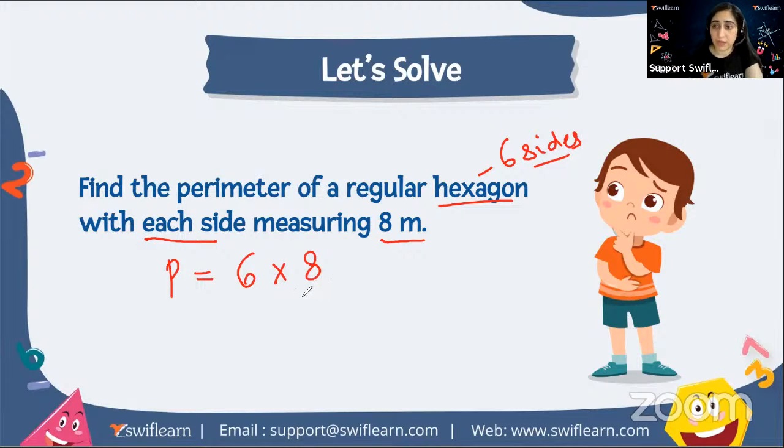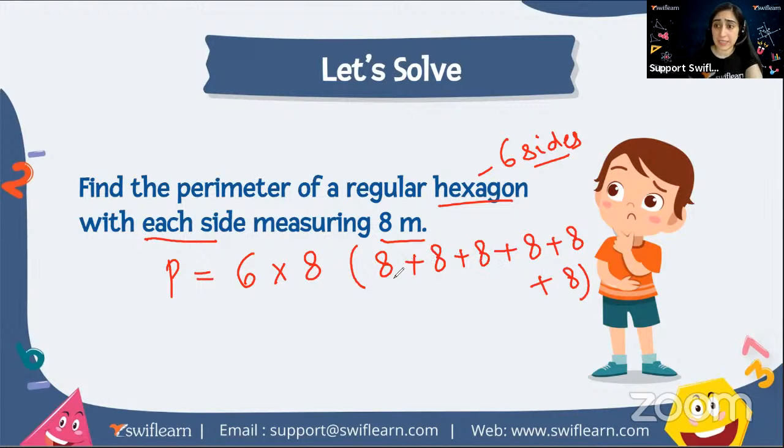Even if you're not able to understand how we get it, let's imagine there are 6 sides and each side is 8 meter. So I need to add 8 how many times? 6 times. So I'll write 8 plus 8 plus 8, 3 times, and I've already written 4, 5 and 6. This is what will be the perimeter of a hexagon.